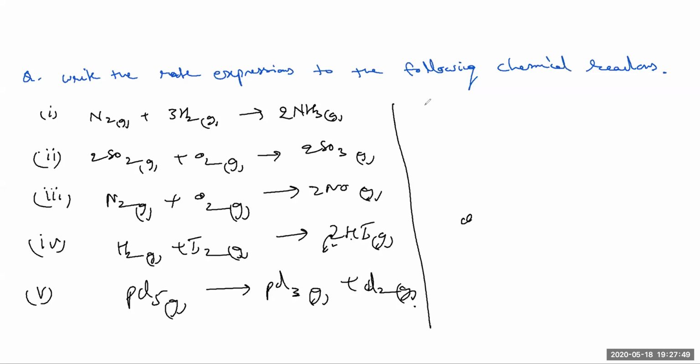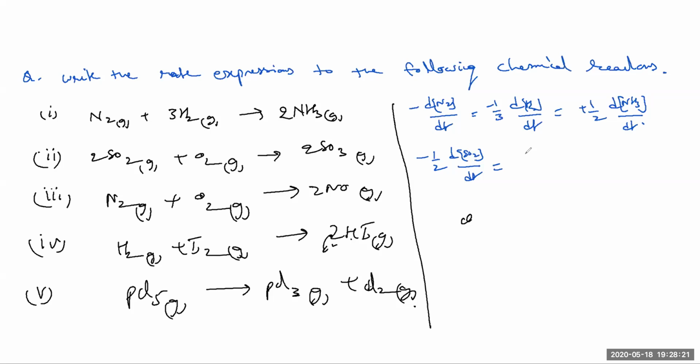First one is minus d of N2 by dt is equal to minus 1 by 3 d of H2 by dt is equal to plus 1 by 2 d of NH3 by dt. Similarly, second one also: minus 1 by 2 d of SO2 by dt is equal to minus d of O2 by dt is equal to plus 1 by 2 d of SO3 by dt.